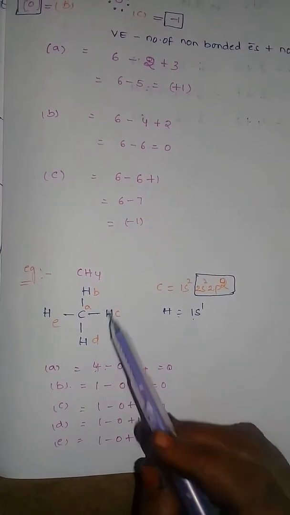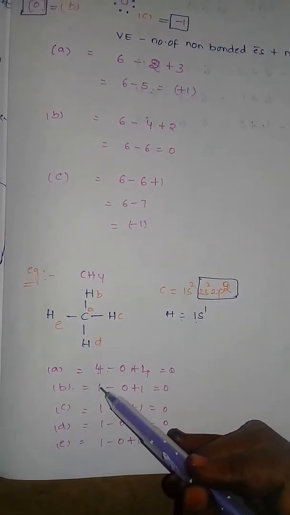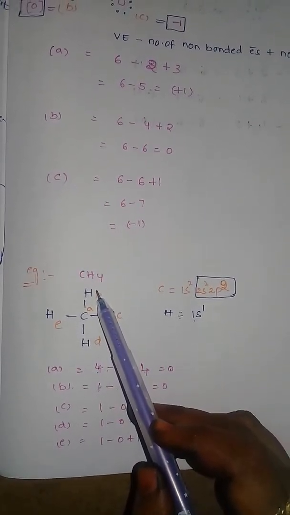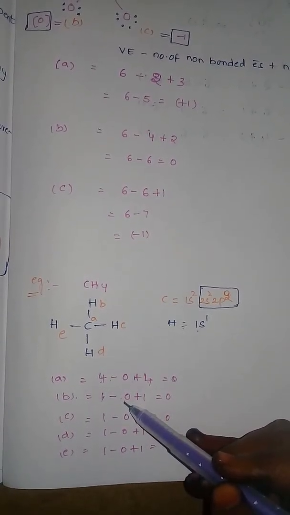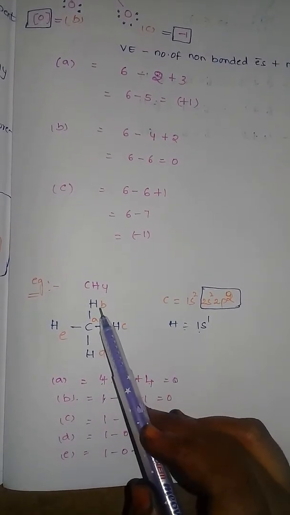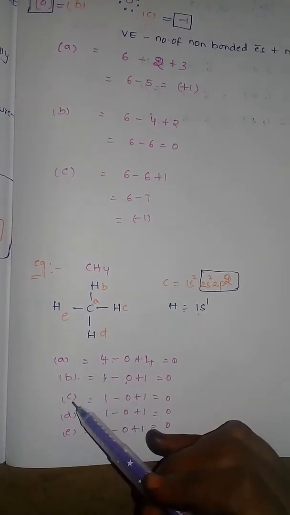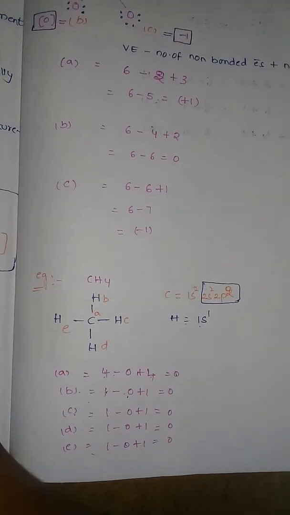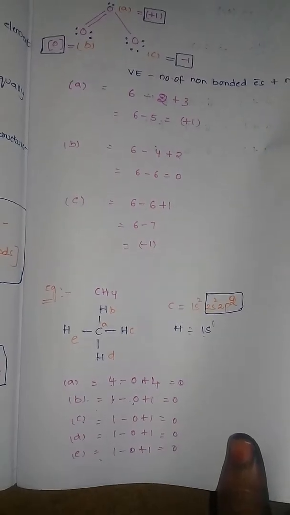Then take B. B is hydrogen. Hydrogen has 1 valence electron. And how many non-bonded electrons? No non-bonded electrons, so taken as 0, plus how many bonds surround hydrogen? 1. So the formal charge is 0. It is the same for C, D, E. So this is the way to find the formal charge of each element in the molecule.